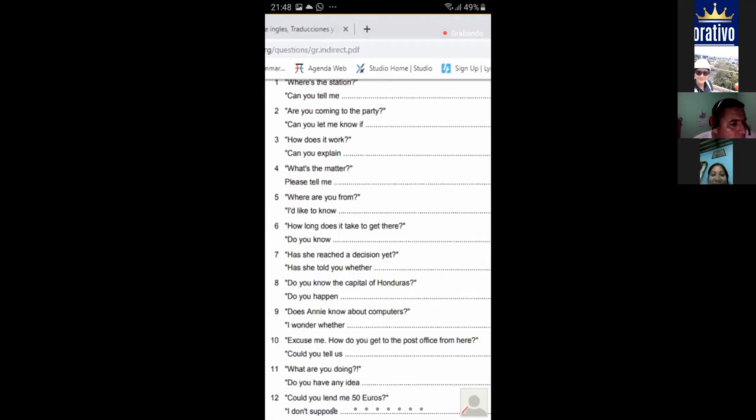Number six. How long does it take to get there? Do you know how long it takes to get there? There you go. Very good, Silvia. Nice. Suprimimos el auxiliary, ¿verdad? Y agregamos el S al verbo, porque se vuelve singular. Okay.